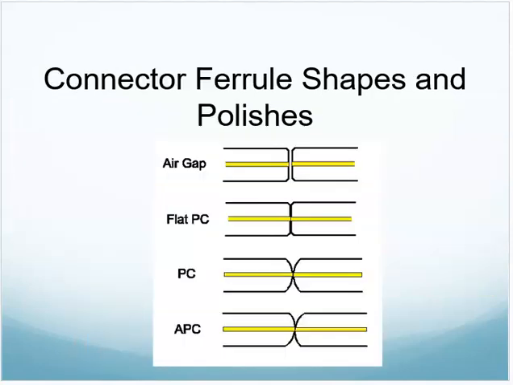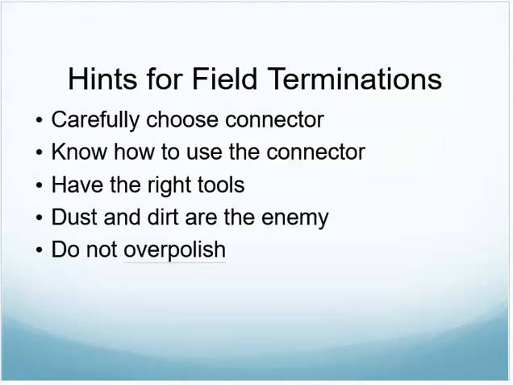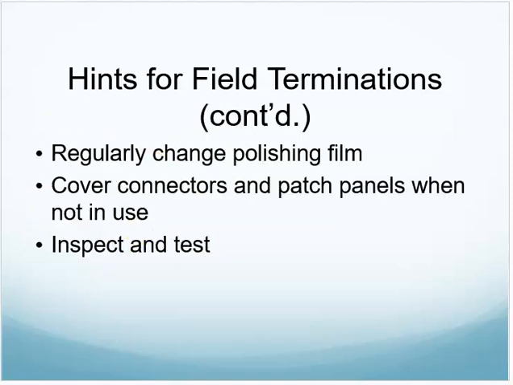They talk about different types of ferrule shapes and polishes. There are different types for different connections, and that is also something that is a concern as you're connecting things together. They talk about field termination. Make sure you have the right connector, know how to use the connector, have the right tools. Dust and dirt are the enemy. Again, do not over polish if you're doing any polishing. Dirt and dust are the big-time enemy, even for us as we're terminating. They talk about changing your polishing film regularly, but we're not doing so much polishing, and cover any connection when you're not using it, and inspect and test.